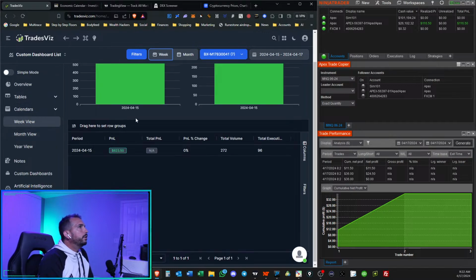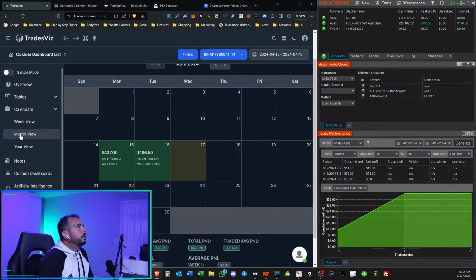Got the weekly view, got the monthly view, and it's $19 a month. It's a lot cheaper, and I can track all of my accounts, even different currencies, on the same platform. So I think it's pretty worth it. So I'm gonna use that.